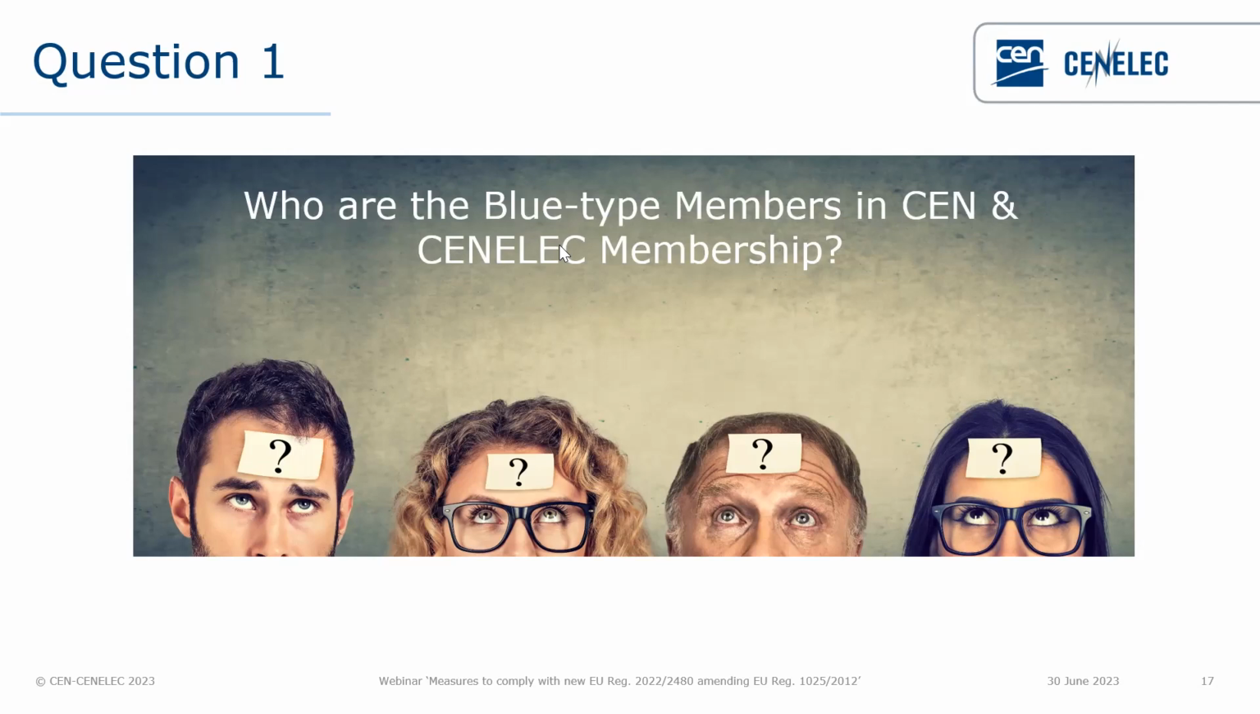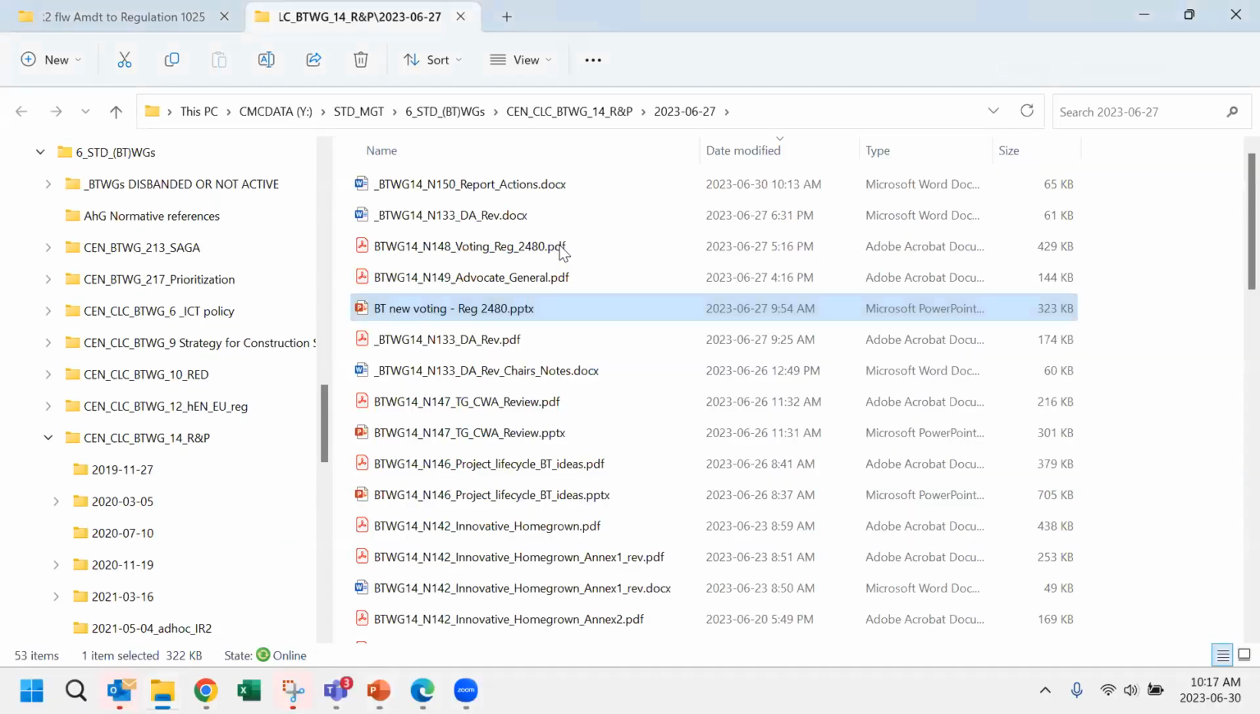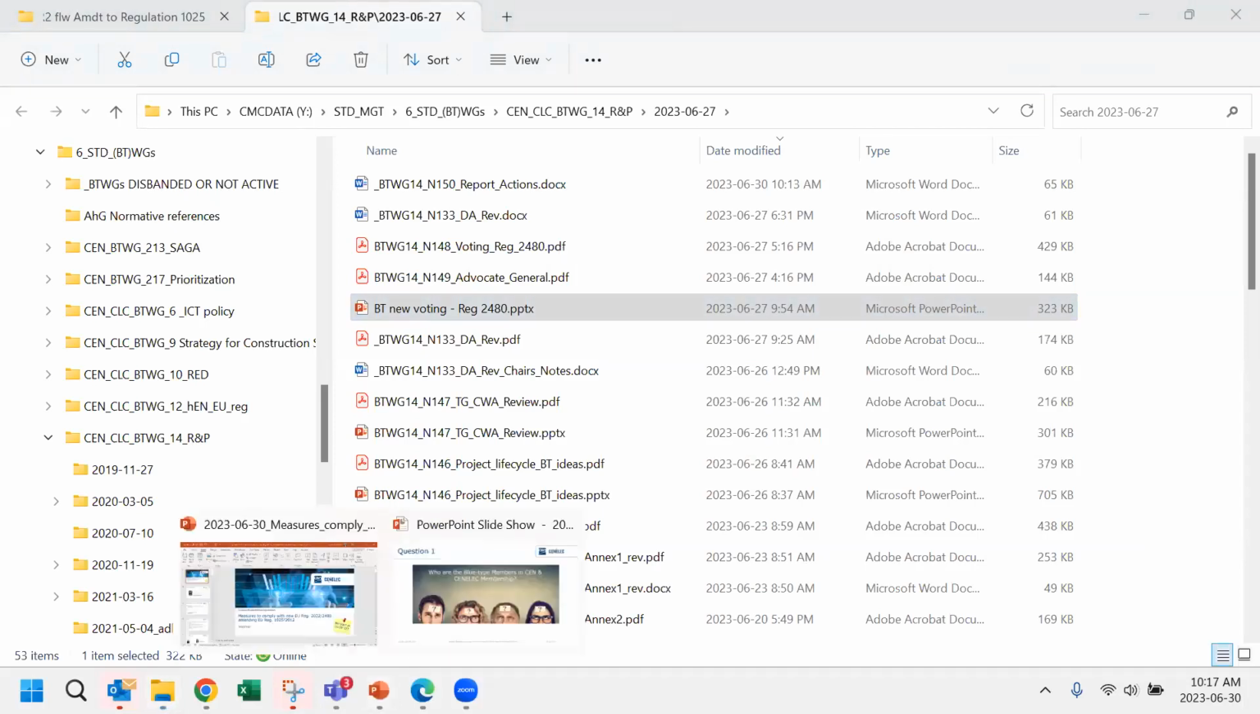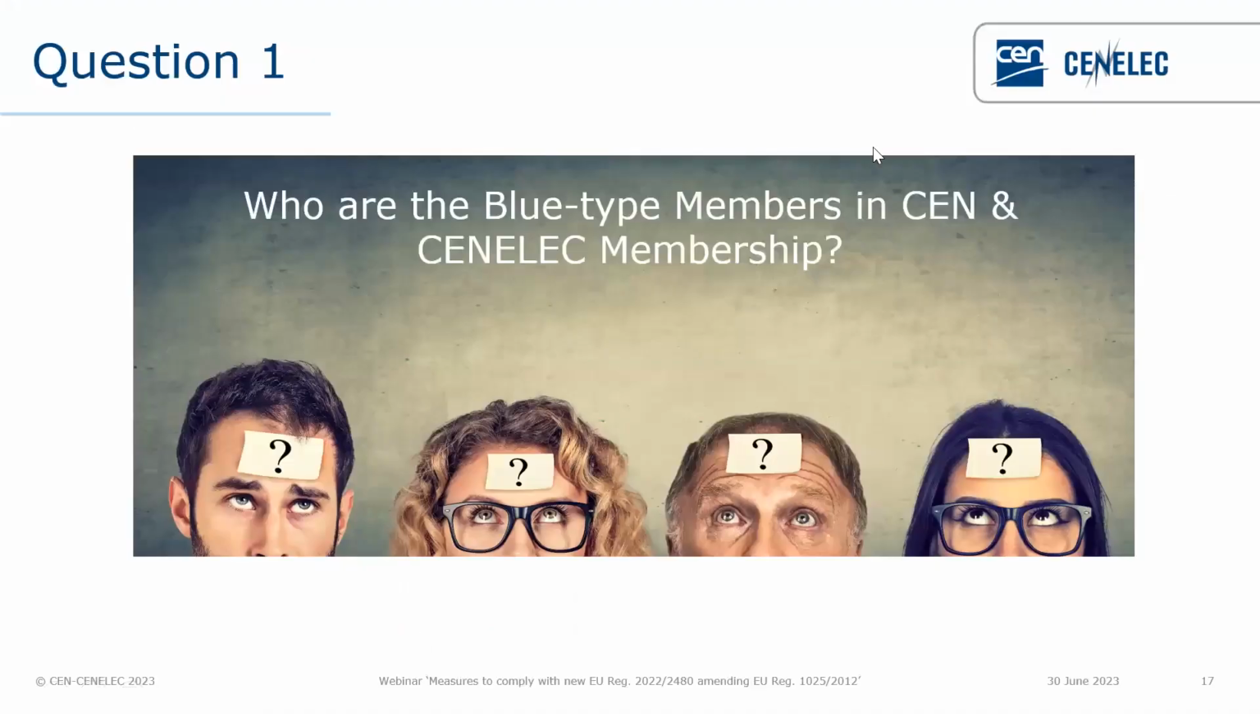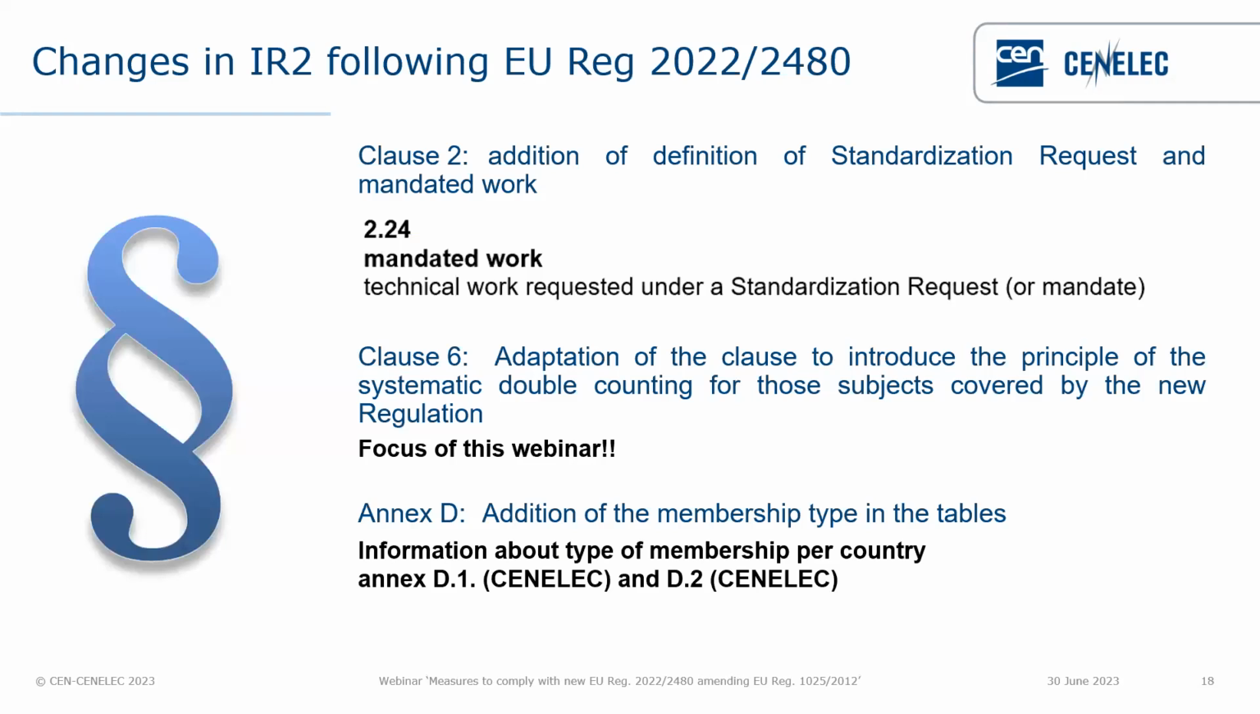Okay, then we can go ahead. So now I hope it's clear for all of you. These are the NSBs and NCs of the countries of the European Economic Area, which means the 27 of the European Union plus the national standard bodies of Iceland and Norway. Okay, we can go ahead.